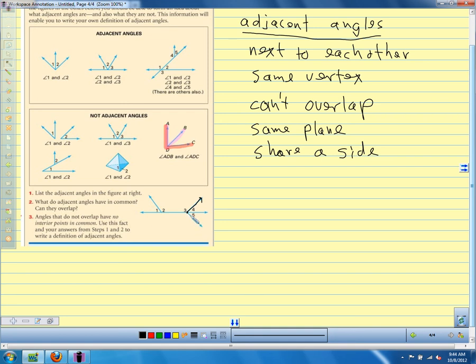How about 3 and 5? No. 3 and 5 don't share a side, because angle 3 goes here, and angle 5 goes here. So they don't share a side. But 3 and 4 do share a side, right here. Here's angle 4, and here's angle 3. They share that side that I marked in black.